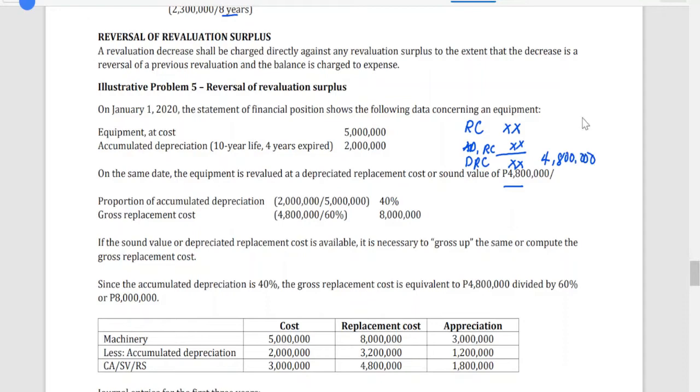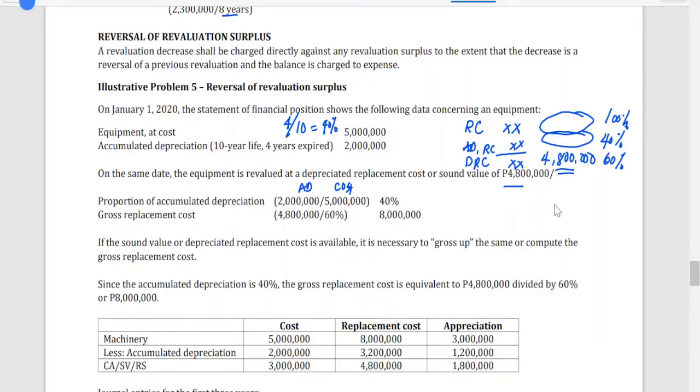So we have to find out how much our replacement cost is and how much the accumulated depreciation based on replacement cost is. How to do that? We need to get the percentage by which the asset is depreciated. What is the percentage? You can use this one: if 4 years have expired, then 4/10, so that is 40%. Or you can also use this one, 2 million divided by 5 million, where 2 million is the accumulated depreciation and 5 million is the cost. So therefore, if it is 40% depreciated, then the accumulated depreciation based on replacement cost is also 40%. So if the accumulated depreciation is 40%, then this is 60% and this is 100%.